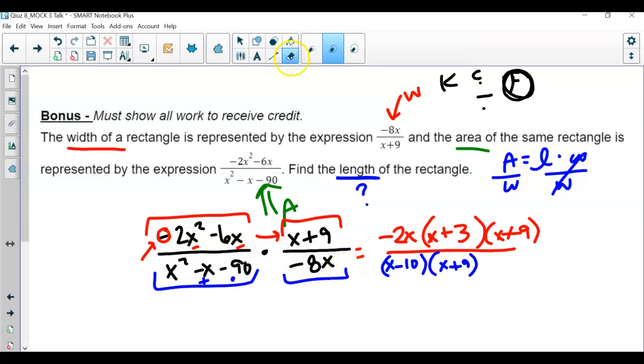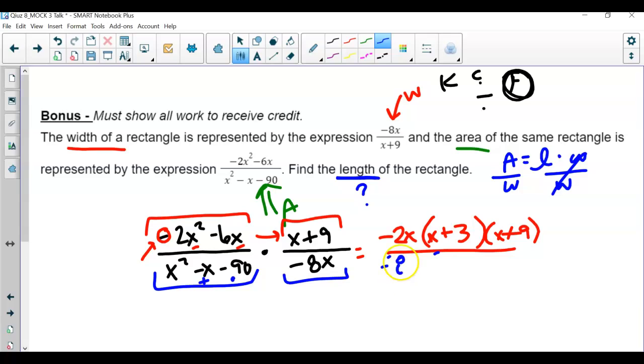So you know what? I'm going to go ahead and erase what I just put here. I'm going to line up that value, the negative 8x, out in front. So again, x plus 9 times x minus 10. Now I'm going to start simplifying. Well, I can cancel out the x plus 9.